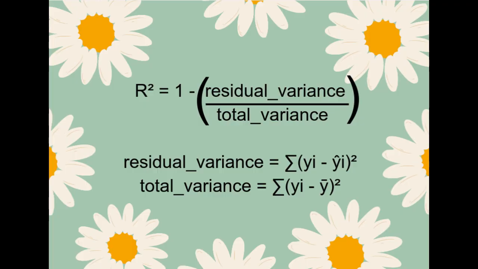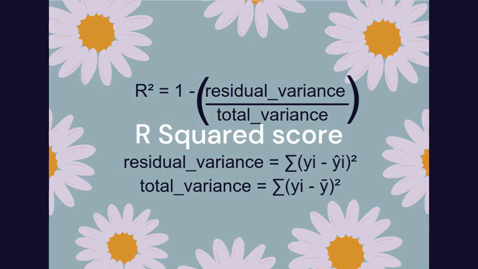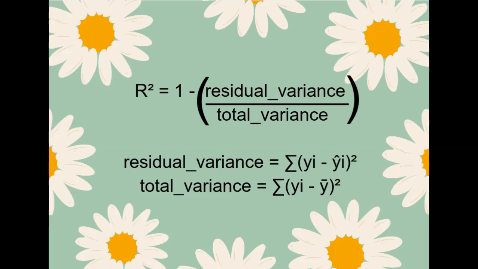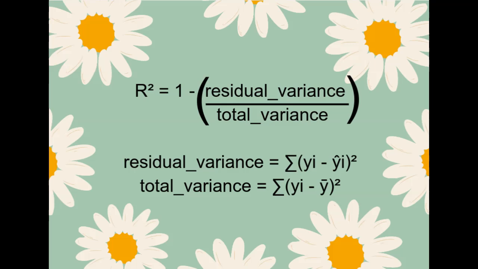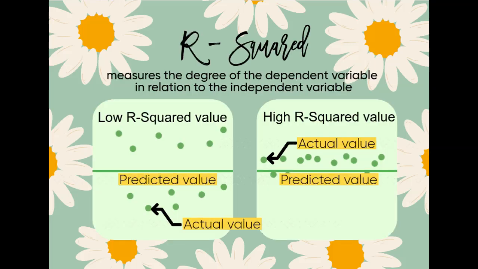To assess our model, we calculate the R-squared score, which measures how well the regression line predicts brain weight. Total variance measures the overall spread of actual brain weight values around their mean, representing the total variability in the data. Residual variance measures the differences between the actual brain weights and the values predicted by the regression model, indicating the unexplained variability. A smaller residual variance compared to total variance signifies a better model fit.